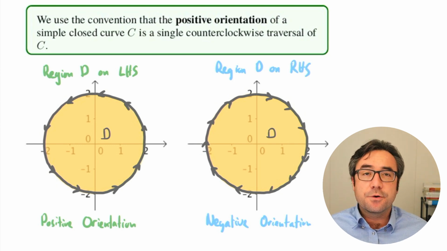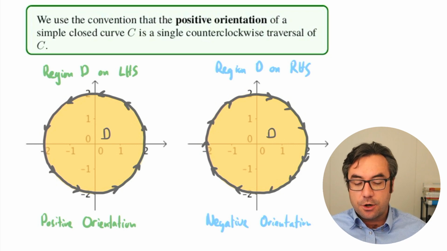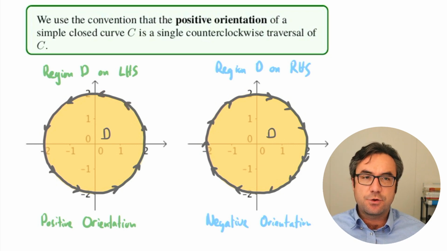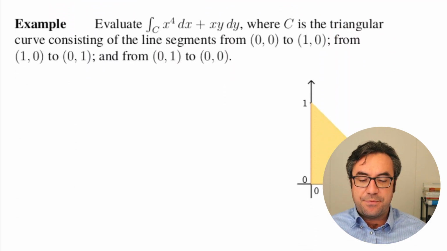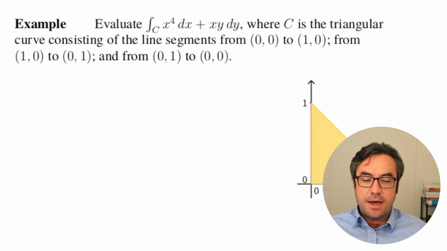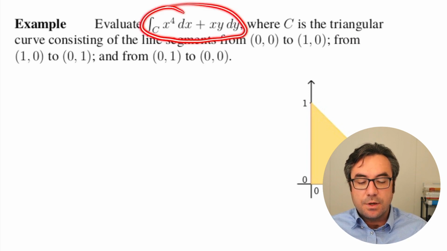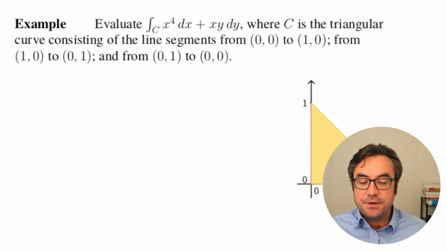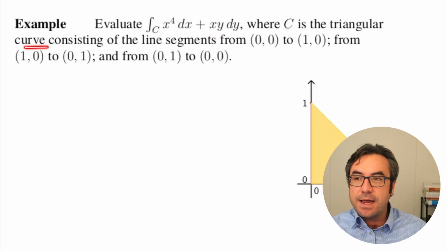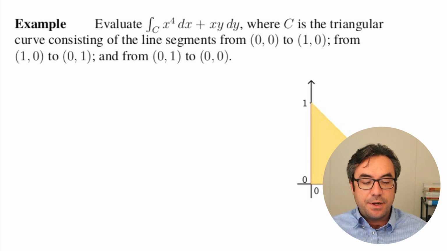All right, so for Green's theorem, we need our curve to have this positive orientation. So we have to go around counterclockwise. All right, so let's try an example. We're going to look at this line integral. Here's our line integral. It's a vector field. First component is x raised to the power 4. Second component is x times y. And C here is the triangular curve connecting the points (0, 0) to (1, 0), and then from the point (1, 0) to (0, 1), and then the point (0, 1) to (0, 0).